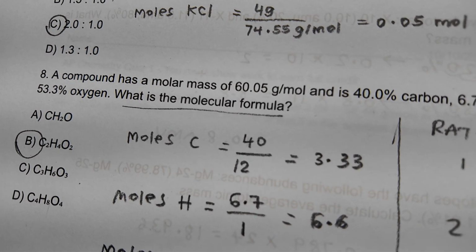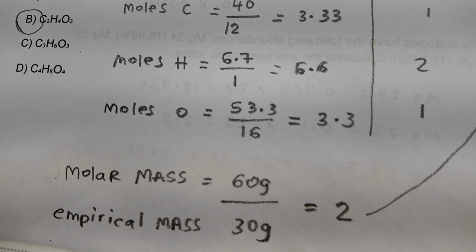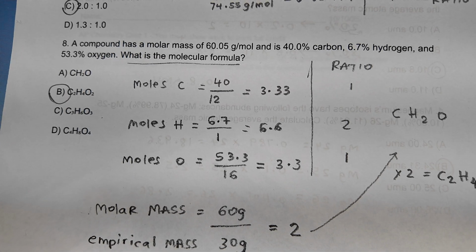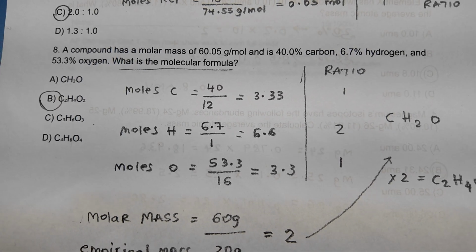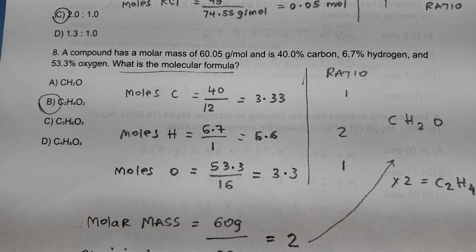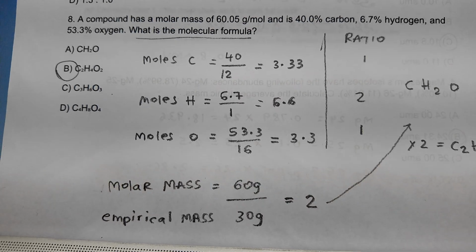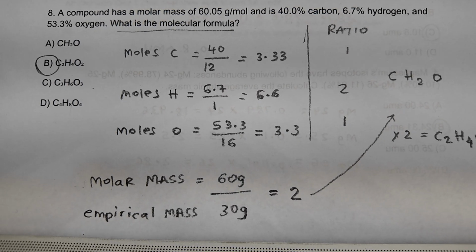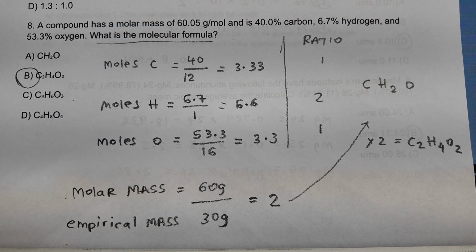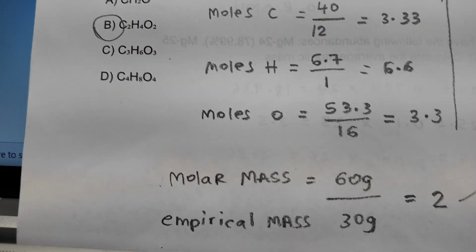So if we have 60 grams of it, and you add up carbon, hydrogen, and oxygen in the empirical formula, you get 30 grams, because oxygen is 16 grams, carbon is 12, and hydrogen is 2, and that gives you 30 grams. Then you divide the two, and you get 2, and then you double all of them, and so the correct answer is B.